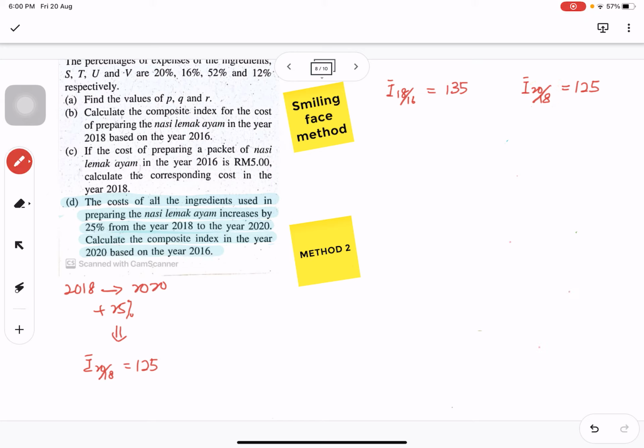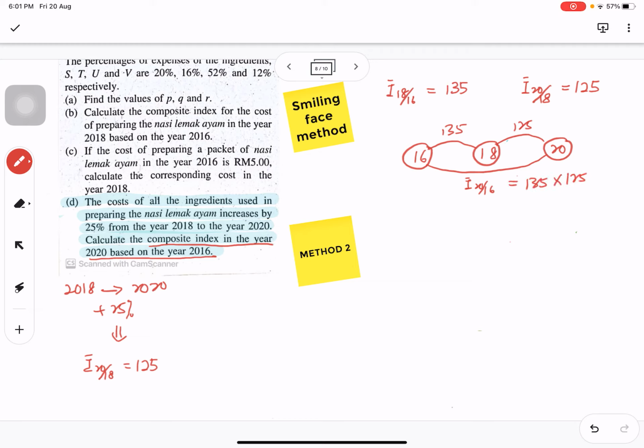So we need to prepare 3 circles for these years. 2018 over 2016 is 135. 2020 over 2018 is 125. So this is what we need to find: I bar 20 over 16, the composite index in the year 2020 based on 2016. So 135 times 125 over 100. So I bar for 2020 based on 2016 is equal to 168.75. Okay, this is the smiling method.